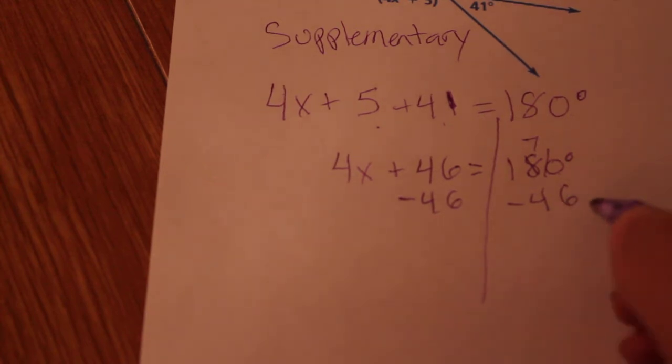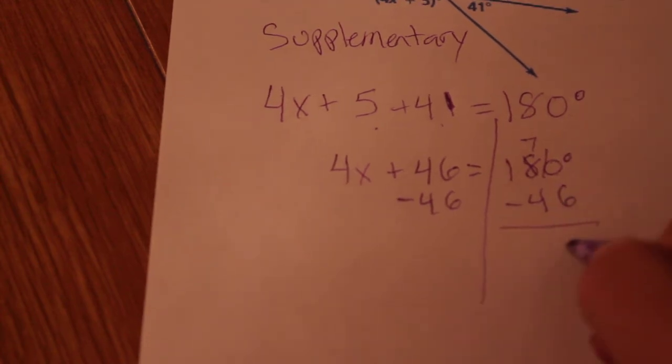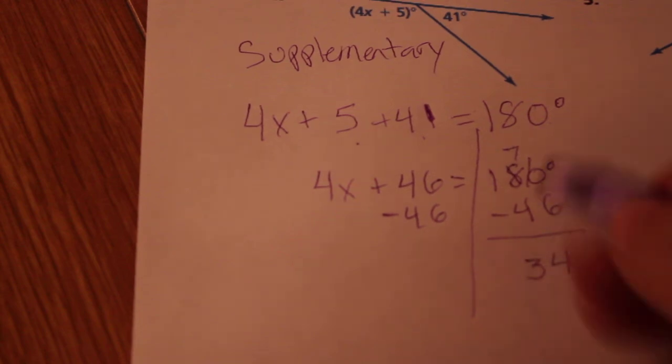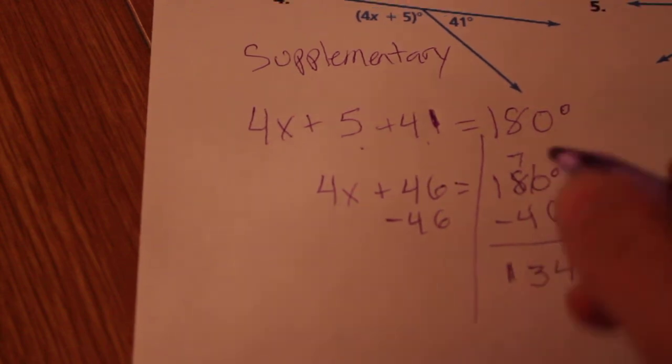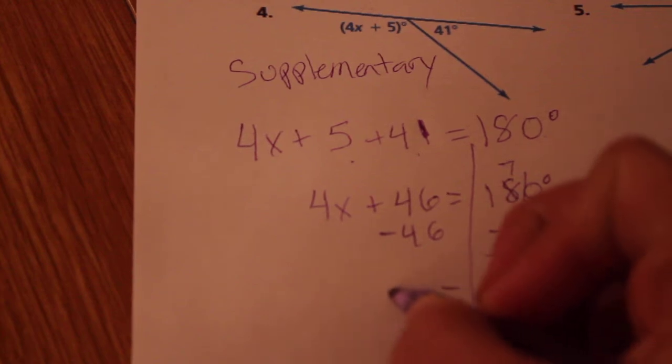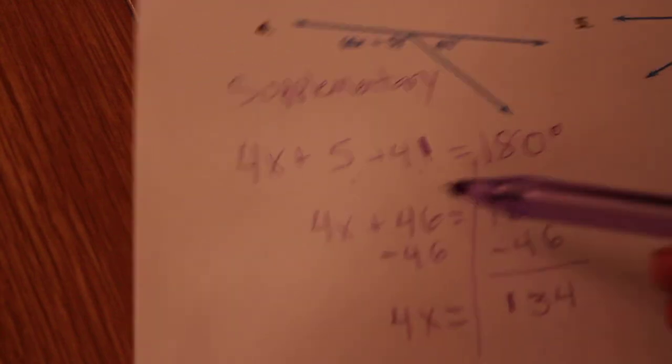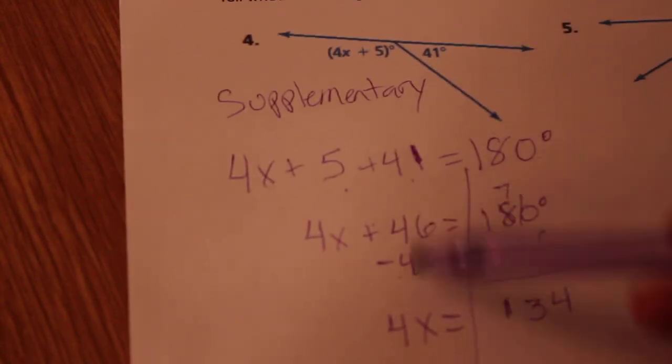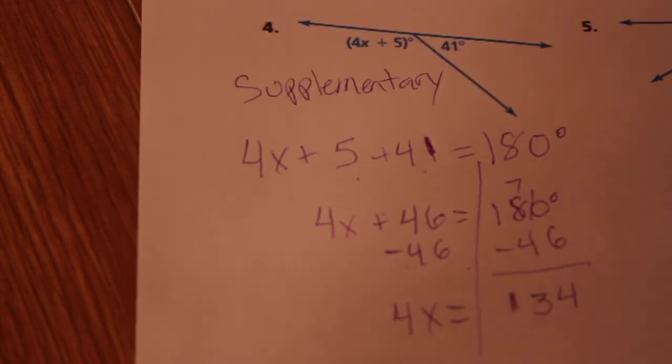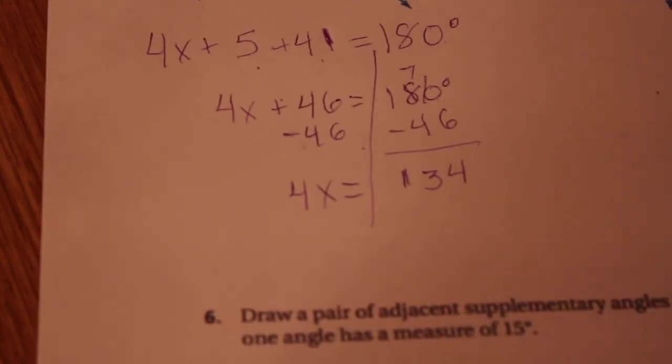Alright, 10 minus 6 is going to give us 4. 7 minus 4 is going to give us 3. 1 minus 0 is going to give us 1. We still have our 4x over here. Positive 46 minus 46, because we did that inverse right there, gives us our 4x.